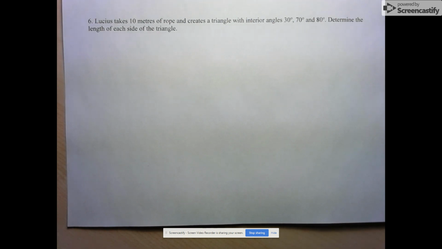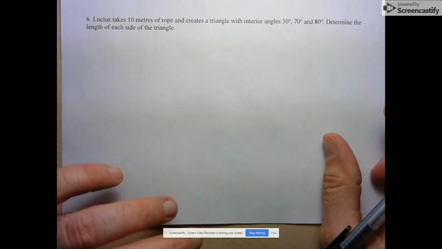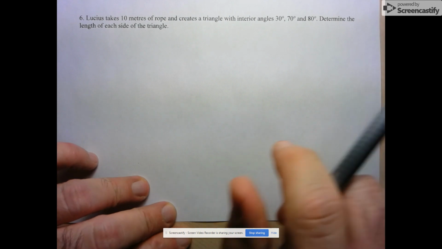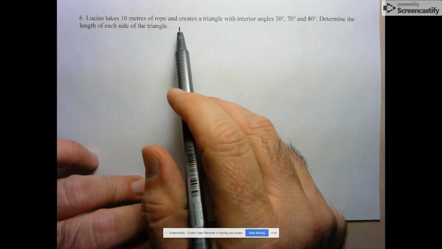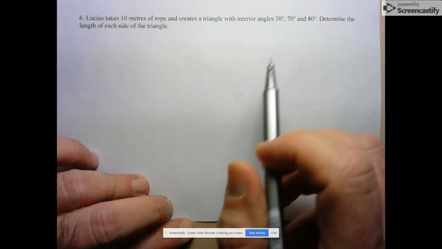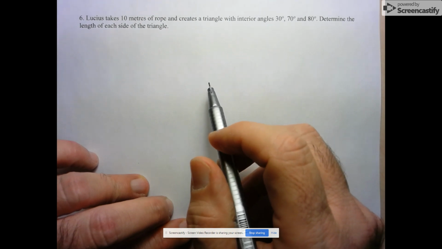Hi folks, we're going to take a look at number 6 from lesson 6. So here it says Lucius takes 10 meters of rope and creates a triangle with these interior angles, and we want to determine the length of each side.